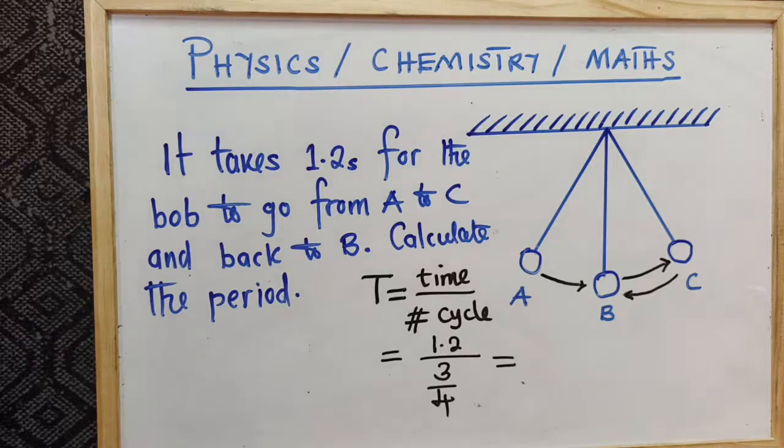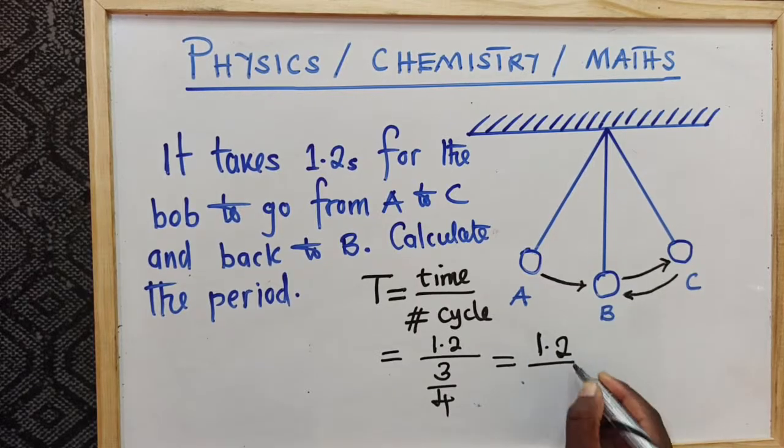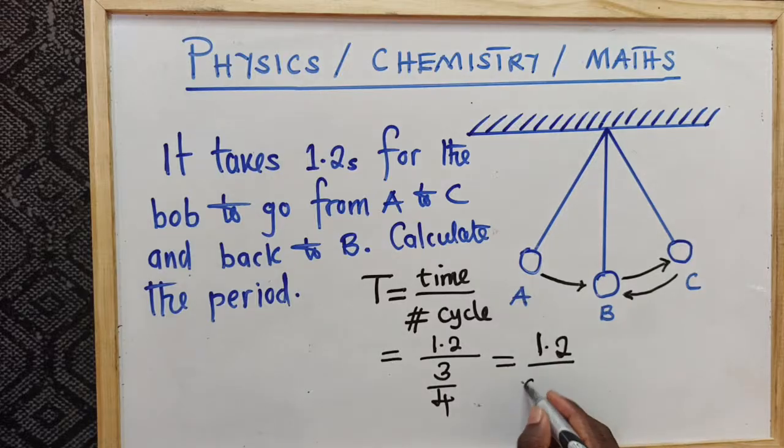3/4, for which you are allowed to use a calculator. There's no problem, you can use a calculator. So you write 1.2 over 3 divided by 4. You can even punch it on your calculator. This, of course, will give you 0.75.